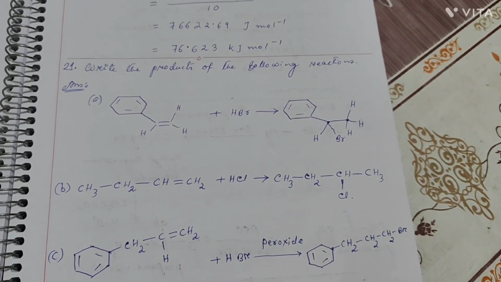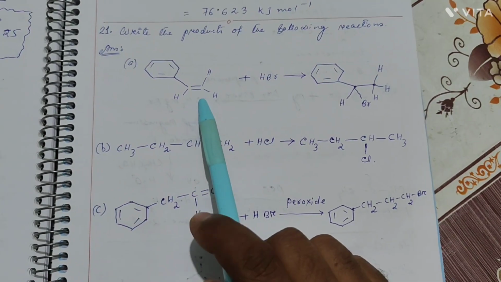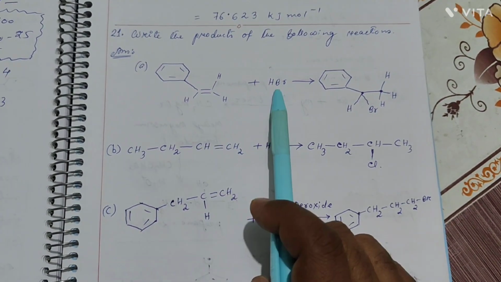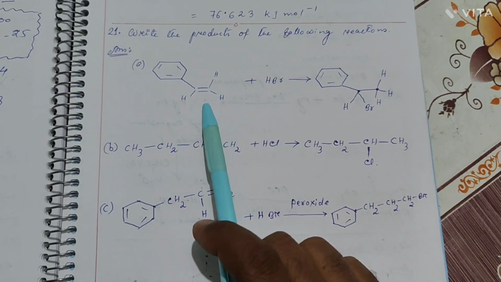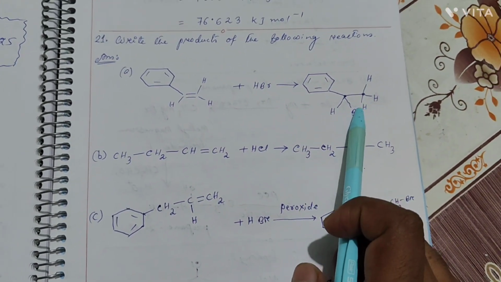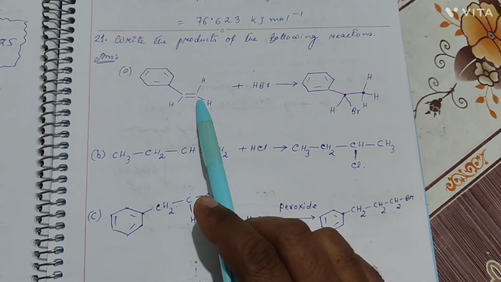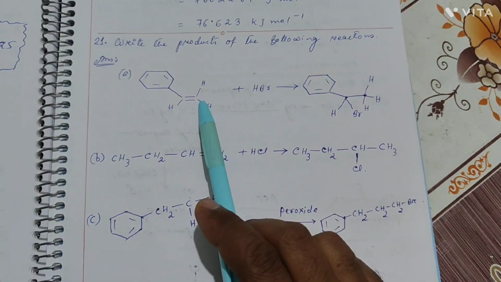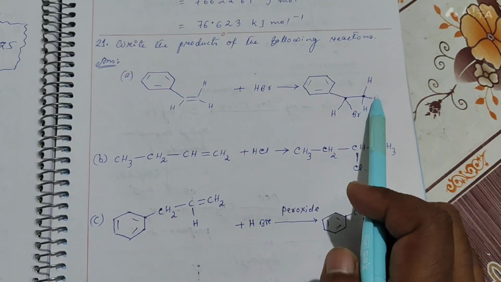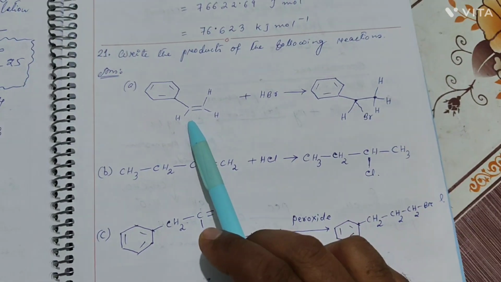Next, coming to question number 21. Write the products of the following reactions. Answers are given here. In this reaction, use Markovnikov's rule. When HBr reacts with a double bond, this product will form. Hydrogen will attach to that carbon in which more hydrogens are present. So hydrogen will attach here and the negative part will attach here.